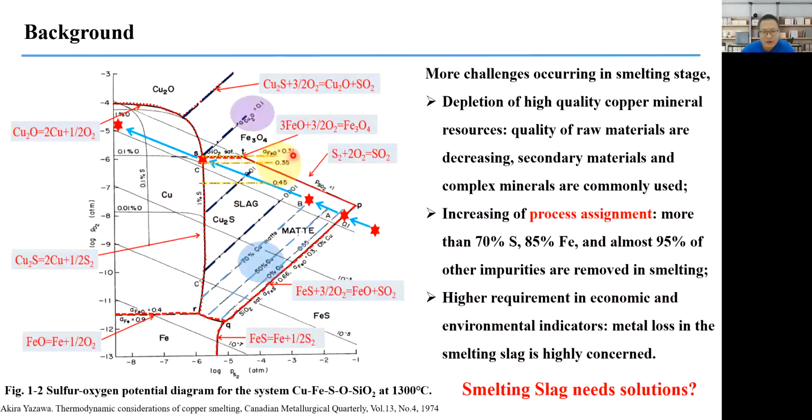So this is a very famous phase diagram: copper, iron, sulfur, silicon. This diagram over here, and matte somewhere here, and the smelting slag. So we can check from here. We are producing the matte, and the slag will contain some iron oxide.